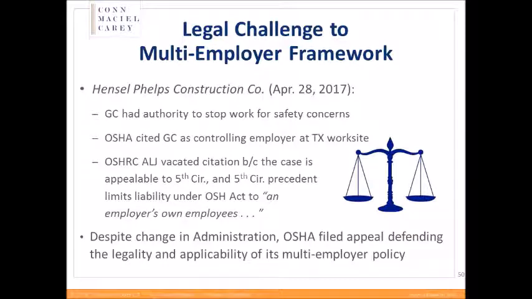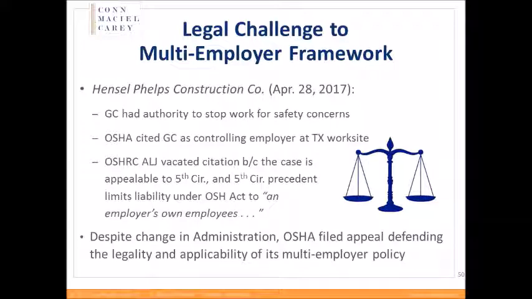Although there have been cases that question OSHA's authority to hold employers liable for the safety of non-employees, it hasn't deterred OSHA from maintaining this multi-employer policy as well as attempting to enforce it. In a recent case, Hensel Phelps Construction Company, an administrative law judge did establish a potential limitation to the multi-employer framework, at least in the context of the Fifth Circuit.